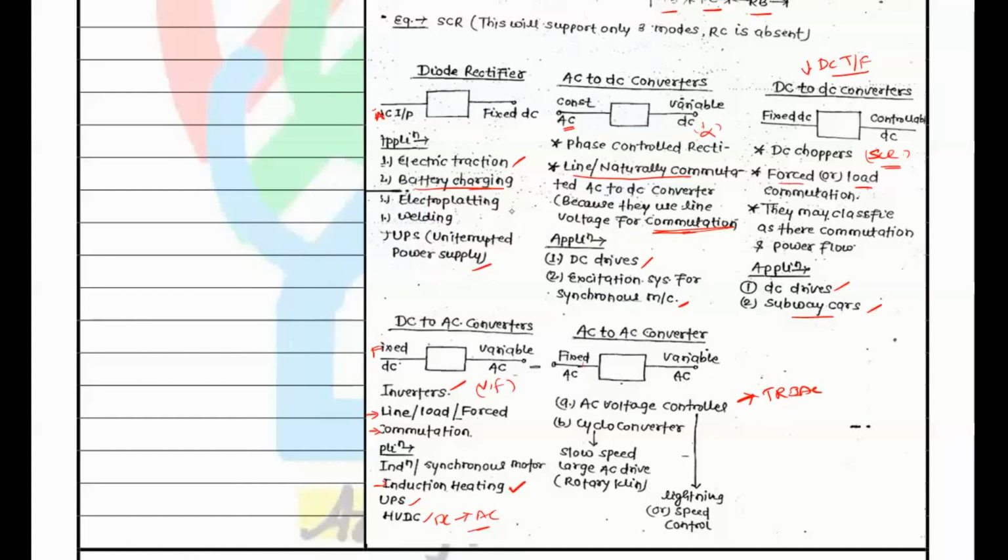Next is AC voltage controllers. Here we are going to use triac, and cycloconverters. Cycloconverters are used for slow speed, large AC drives. That means it will have large mechanical inertia of rotor machines, that means large machines we can use here. And for lighting and speed control purposes we use AC voltage controllers.